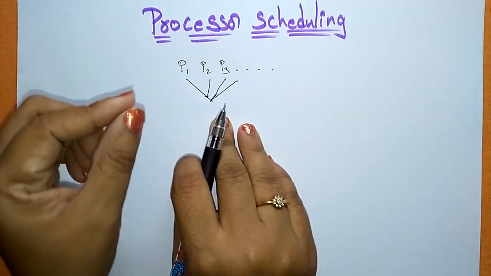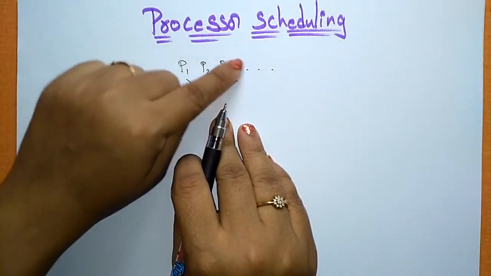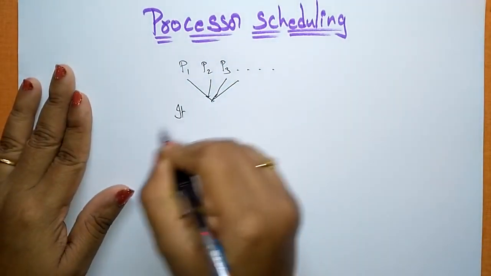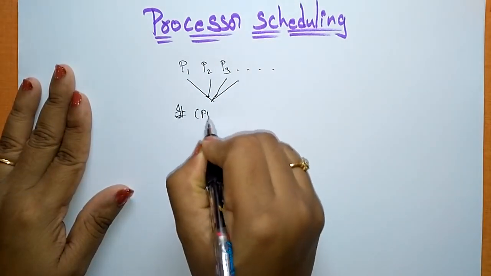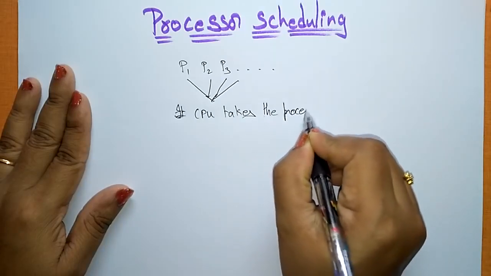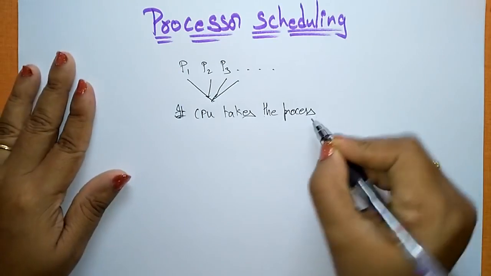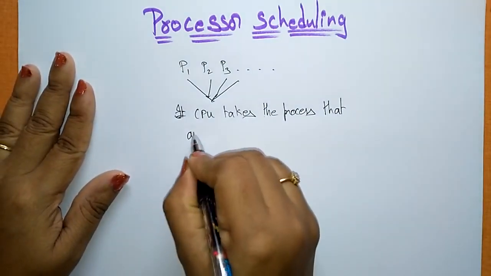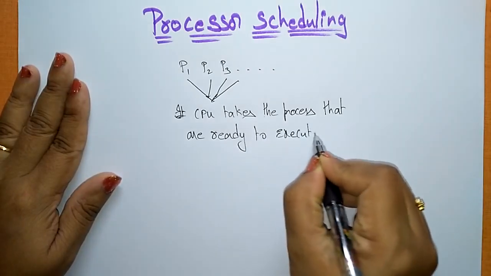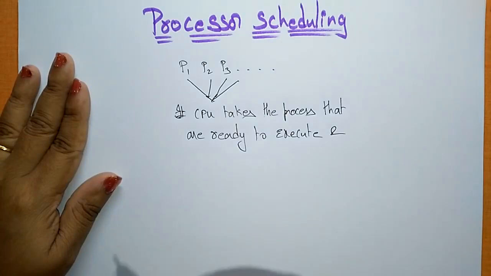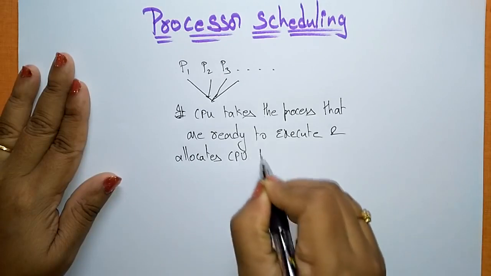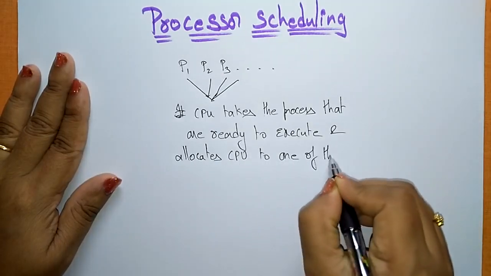The CPU scheduler selects a process among all these processes that are ready to execute. Let me write that. The CPU takes a process among all these processes that are ready to execute, and allocates the CPU to one of them.